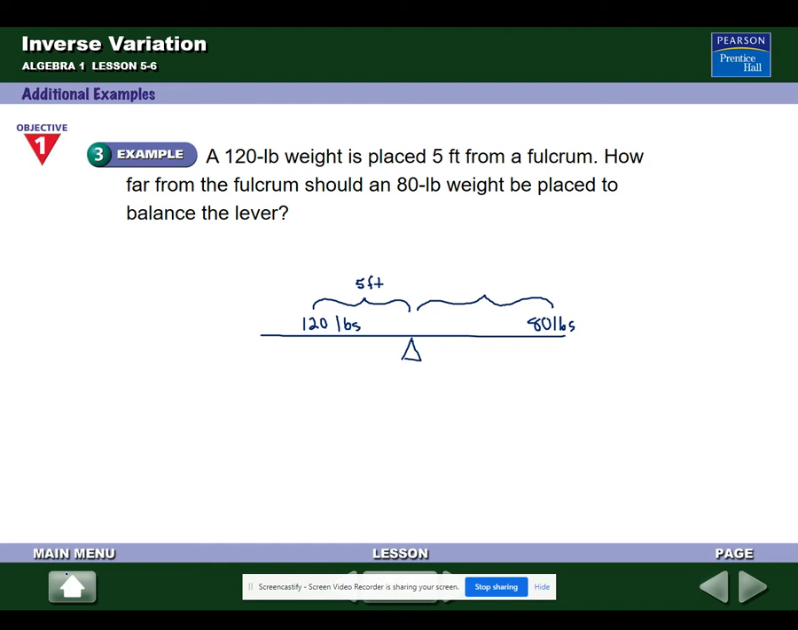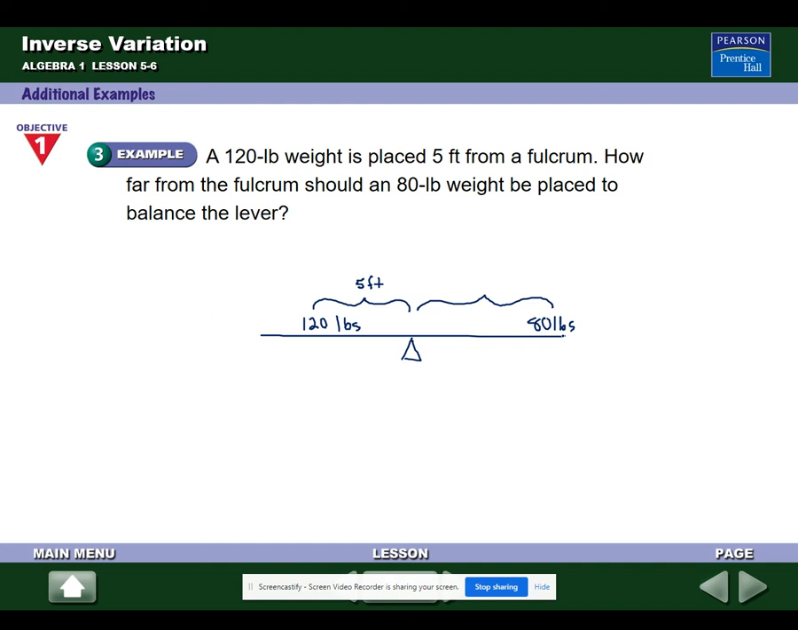Well, this is inverse variation because basically as the weight goes up, the distance from the fulcrum goes down. This is inverse variation, okay? And the relation is such that it's inverse. So the question then becomes, what do you have to do with the 80 pounds so that it balances with 120? Notice I've got the 120 closer. This is going to be a farther length. Think about it if you're on a teeter-totter with your younger sibling, right?